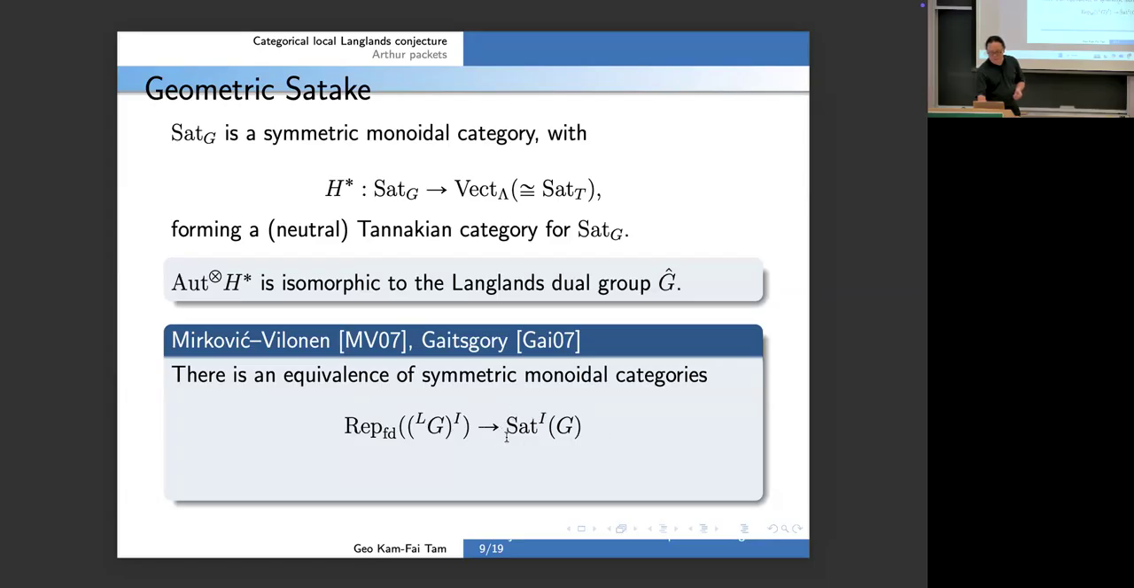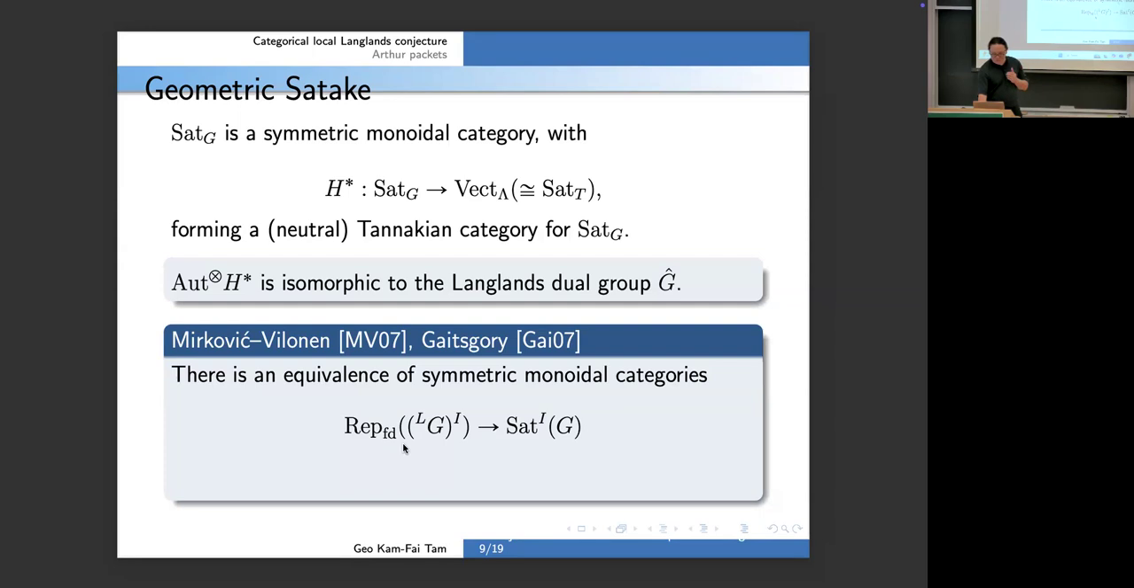There's also an I version of this Satake category of G. So just think about it as some upgrade of the usual Satake category. But if you want, you just think about I as a singleton, so it's just a simple equivalence from the representation of LG to the Satake category.